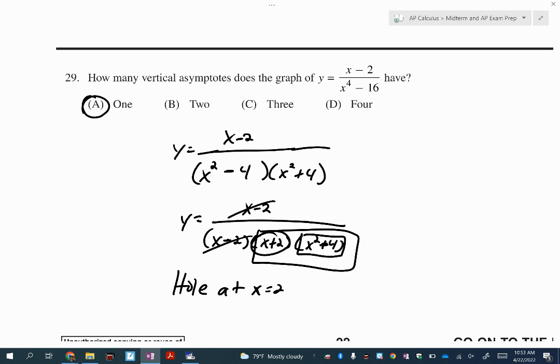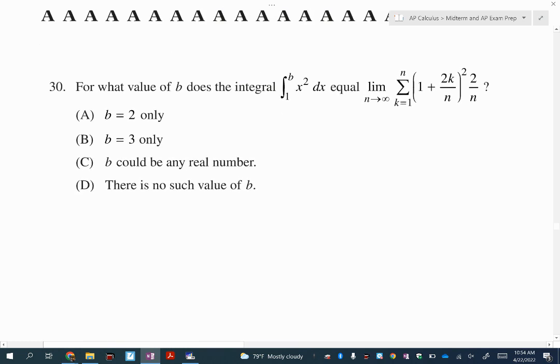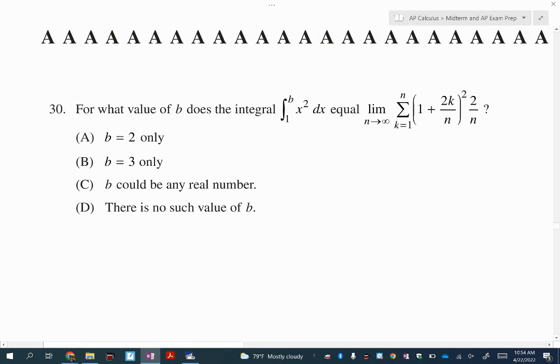All right, let's keep going. Last question, guys, for today, and then we're done. Now this one, gosh, it's so tricky. It's a long time ago that I taught you guys this, but this is called a Riemann sum.